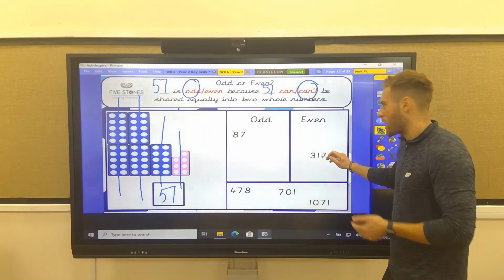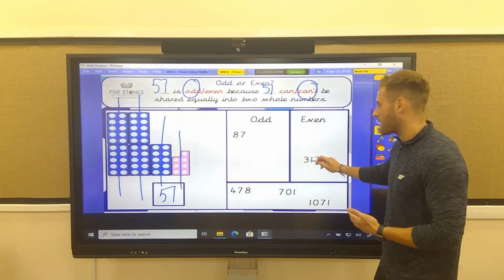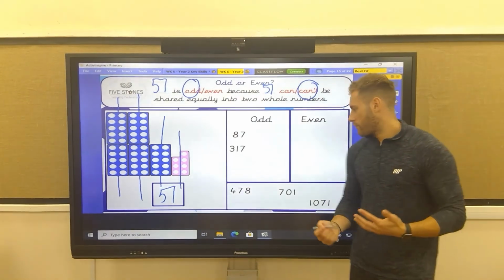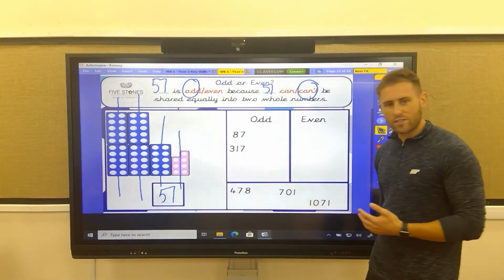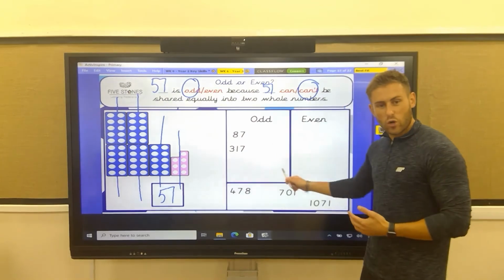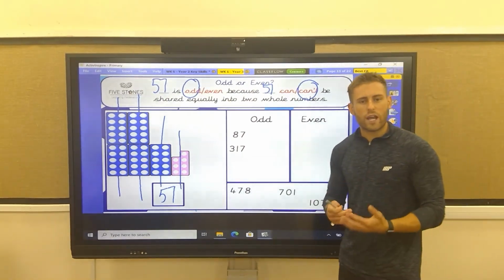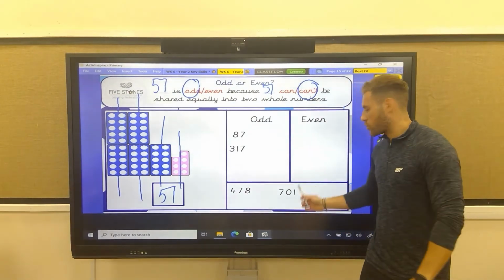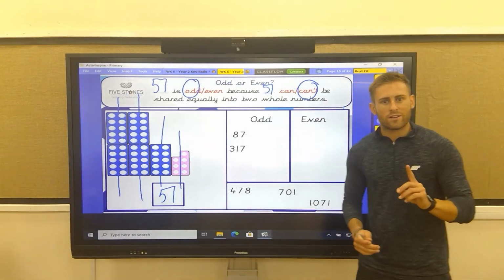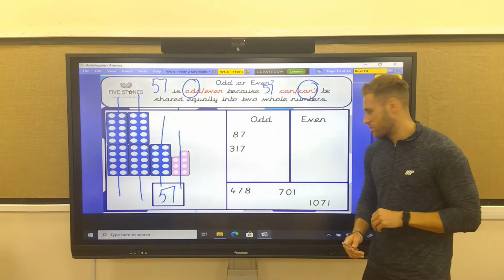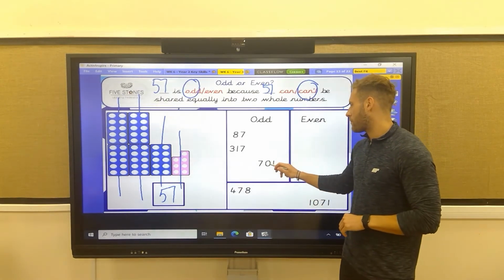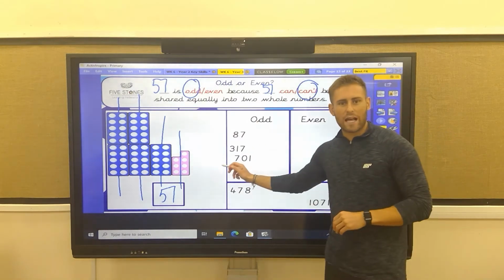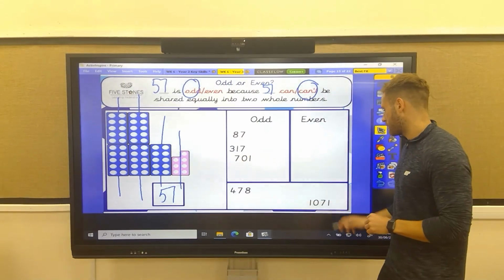Again, 317. The 300s, the 100s, will share equally. The 10s will share equally, but the 7 won't share equally. It's 3 and 4. The 7 in this column is actually 700s. The 100s share equally, 50 and 50, 50 and 50, 50 and 50. But the 1 doesn't share equally into two whole numbers, does it? No, we would have to go into fractions. So the 1 actually tells us this is odd. It wasn't the 7 that told us that this was odd.